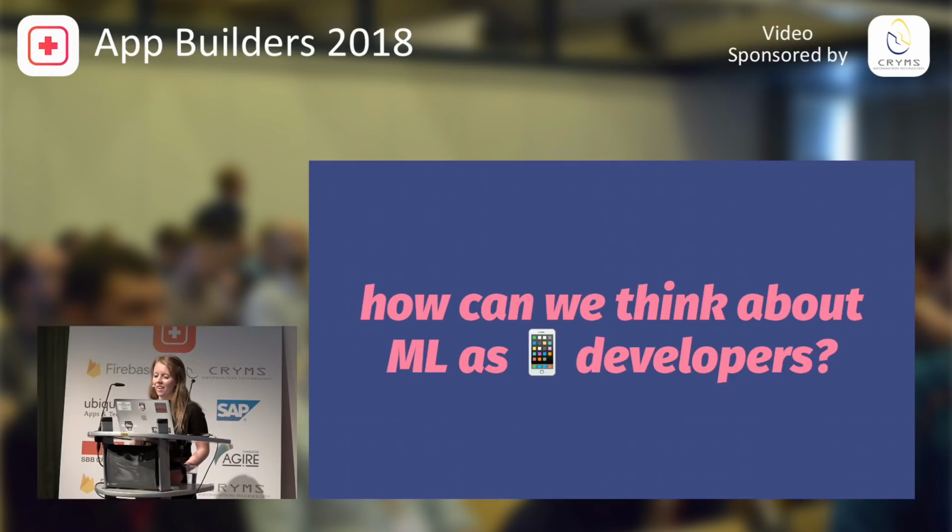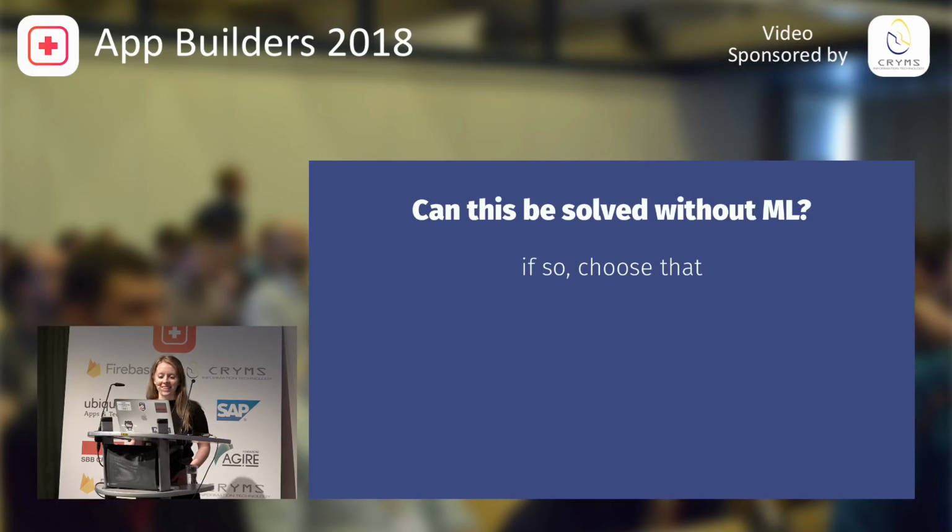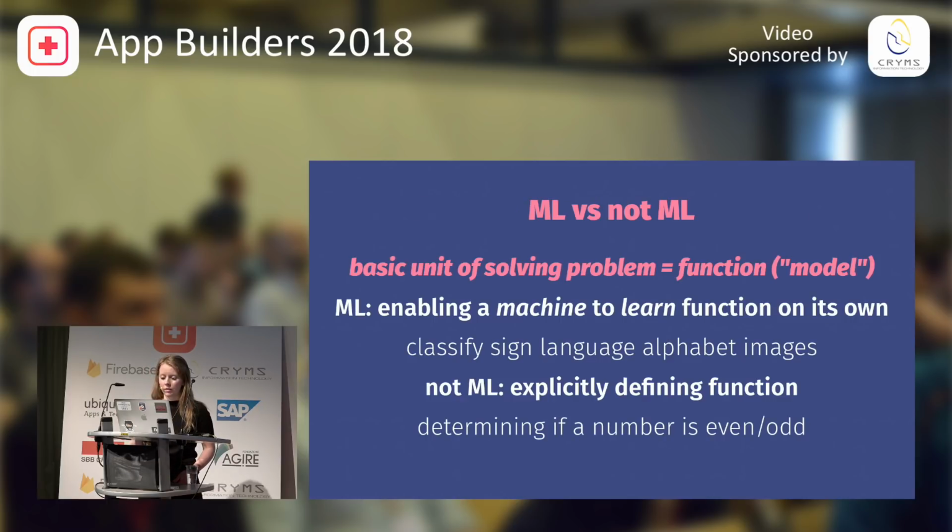So bearing that in mind, it's just one of the tools we have. How can we think about machine learning as iOS developers? Well, not to be too negative, but just to be practical. First, we should ask ourselves, can this be solved without machine learning? And if so, you should probably choose that because it's a lot easier and less overhead in general. So let's just take a very general look at machine learning type problems versus not machine learning type problems. This is definitely not exhaustive, but just for a reference point.